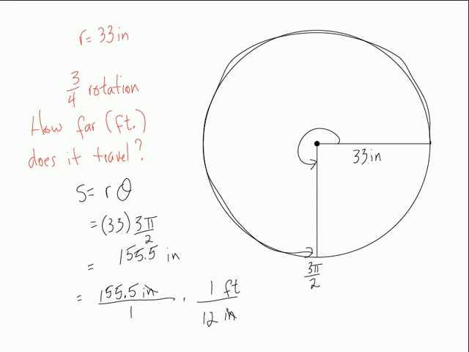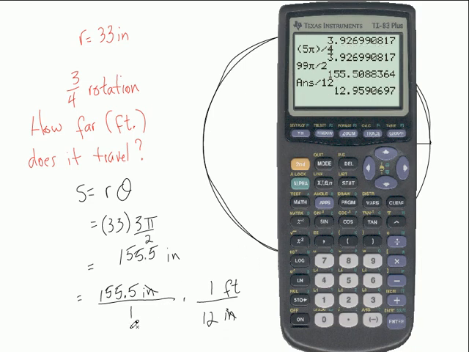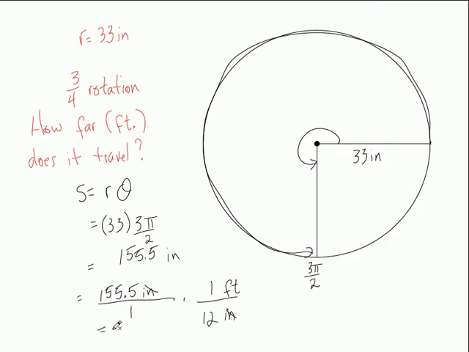So now all we do in our calculator is go to that 155.5 and just do what to it? Right, take that and divide it by 12. And that's 12.95, or let's just round it to feet. So it's about 13 feet. So 3/4 of a rotation, it goes 13 feet. We good with that? All right.